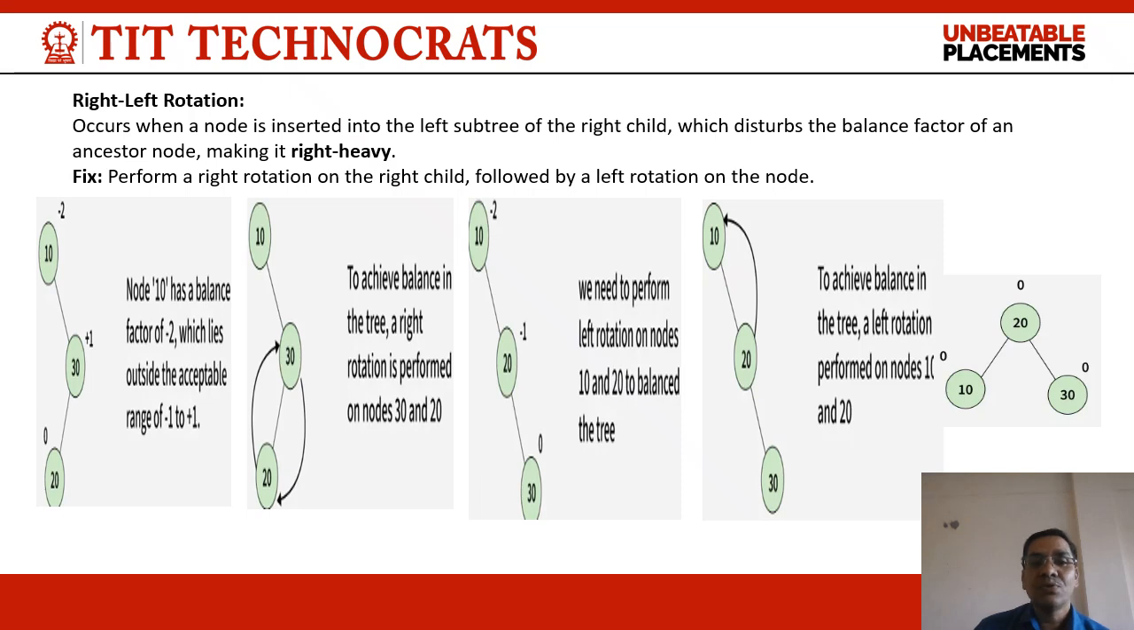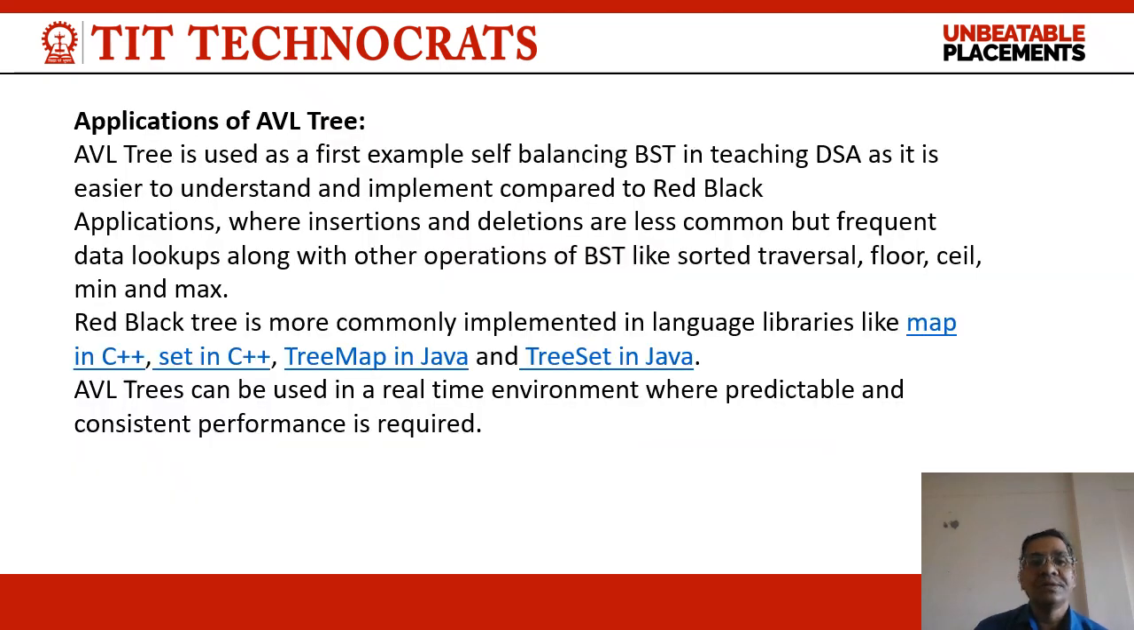Next, the right-left rotation occurs when a node is inserted into the left subtree of the right child, which disturbs the balance factor of an ancestor, making it right heavy. For this, perform a right rotation on the right child followed by a left rotation on the node.